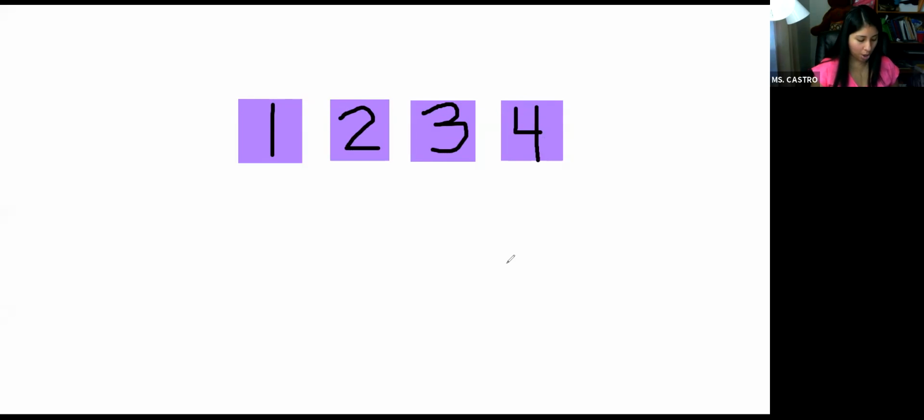So we're going to label these cars. So let's start labeling the cars. 1, 2, 3, 4. We have 4 toy cars. So these are Brandon's toy cars. Okay, so I'll give everyone a few moments.